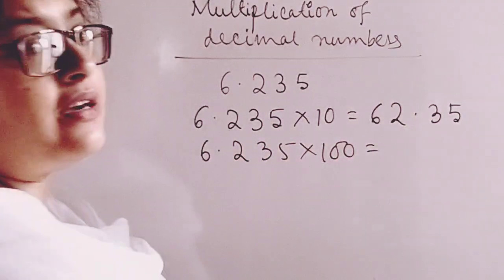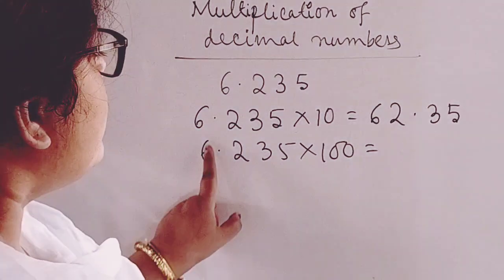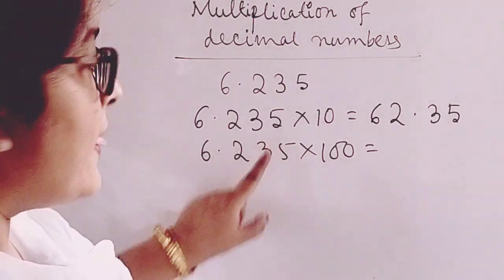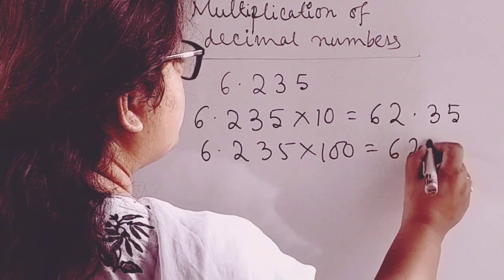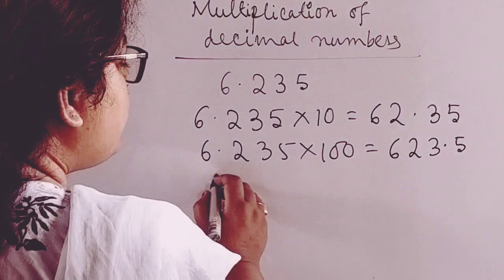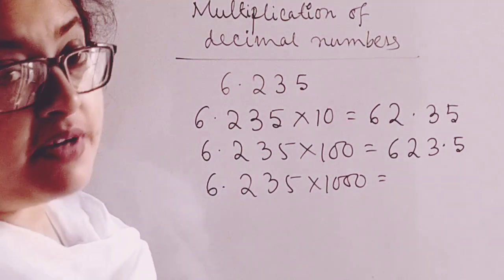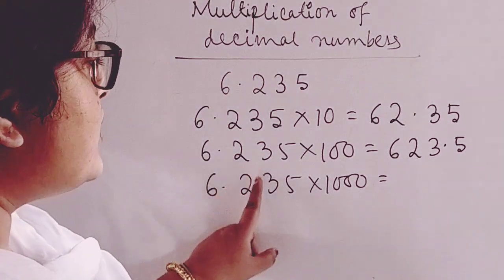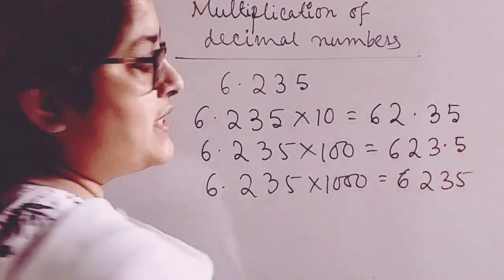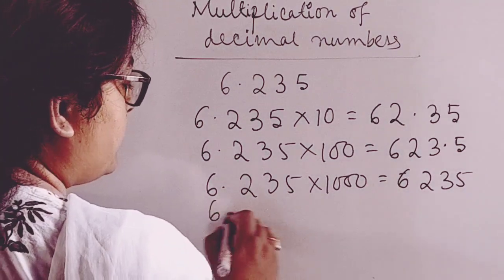Right? Now, suppose it is getting multiplied by 100. How many zeros are there after 1? Only 2 zeros. So by the rule, the decimal will be shifted 2 places to the right, so the result will be 623.5. Similarly, if it is multiplied with 1000, we get 3 zeros after 1, so the decimal will be shifted 3 places. The result will be 6235.